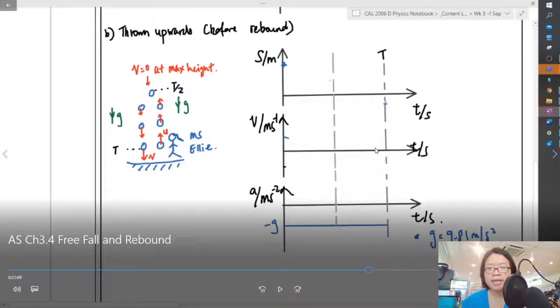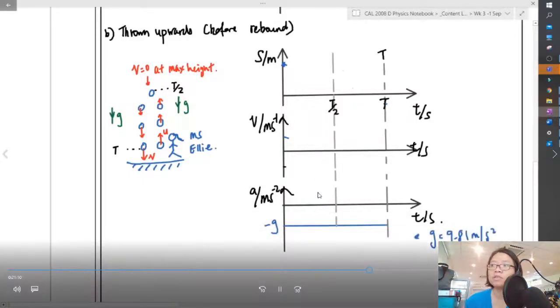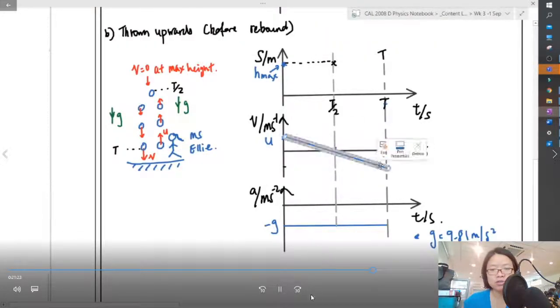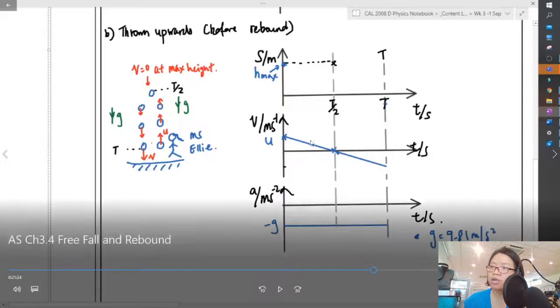Okay, and let's say the time taken to fall to the ground is t. So the time taken to reach maximum height, which is the halfway point, will naturally be t over 2. So I'm just going to mark t over 2 here. And this is at the highest maximum height. And at the maximum height, v is 0. All these are important points to think about. So as usual, the gradient of this line would be negative g.